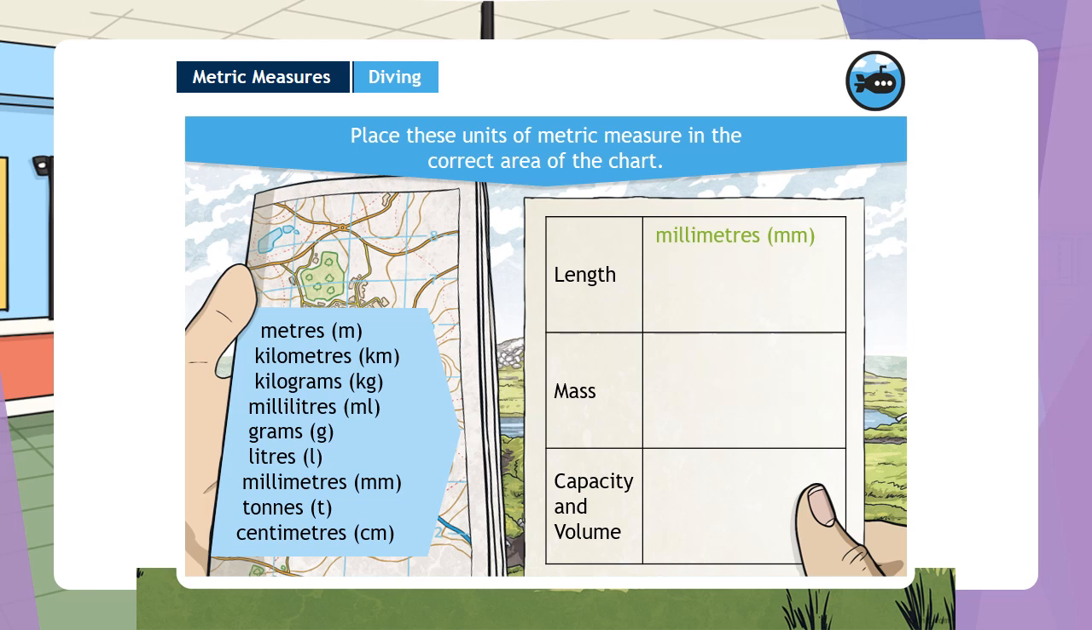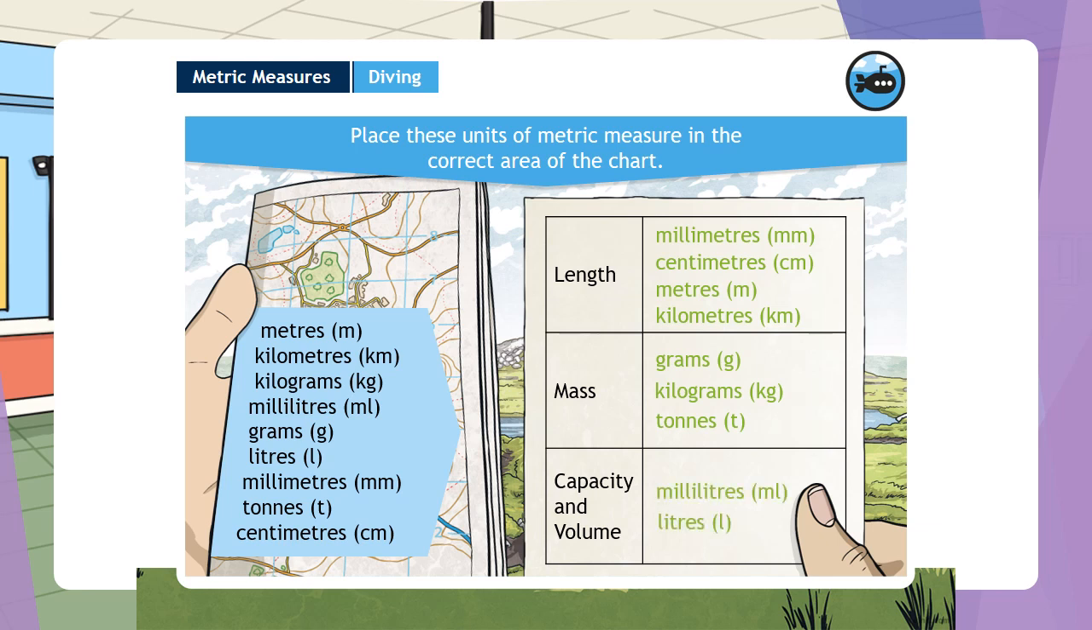Length would be measured in millimetres, centimetres, metres and kilometres. Well done if you got those. Mass would be measured with grams, kilograms and tonnes in metric measure. So well done. Capacity and volume is measured in millilitres and litres.